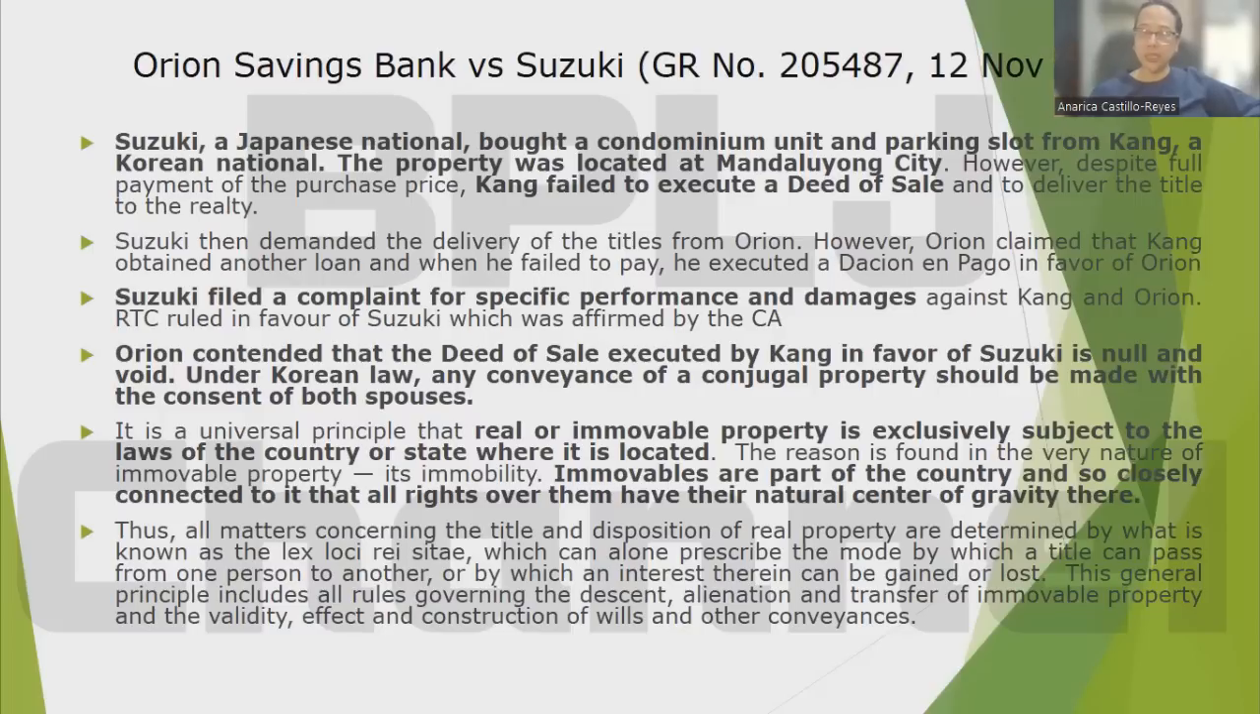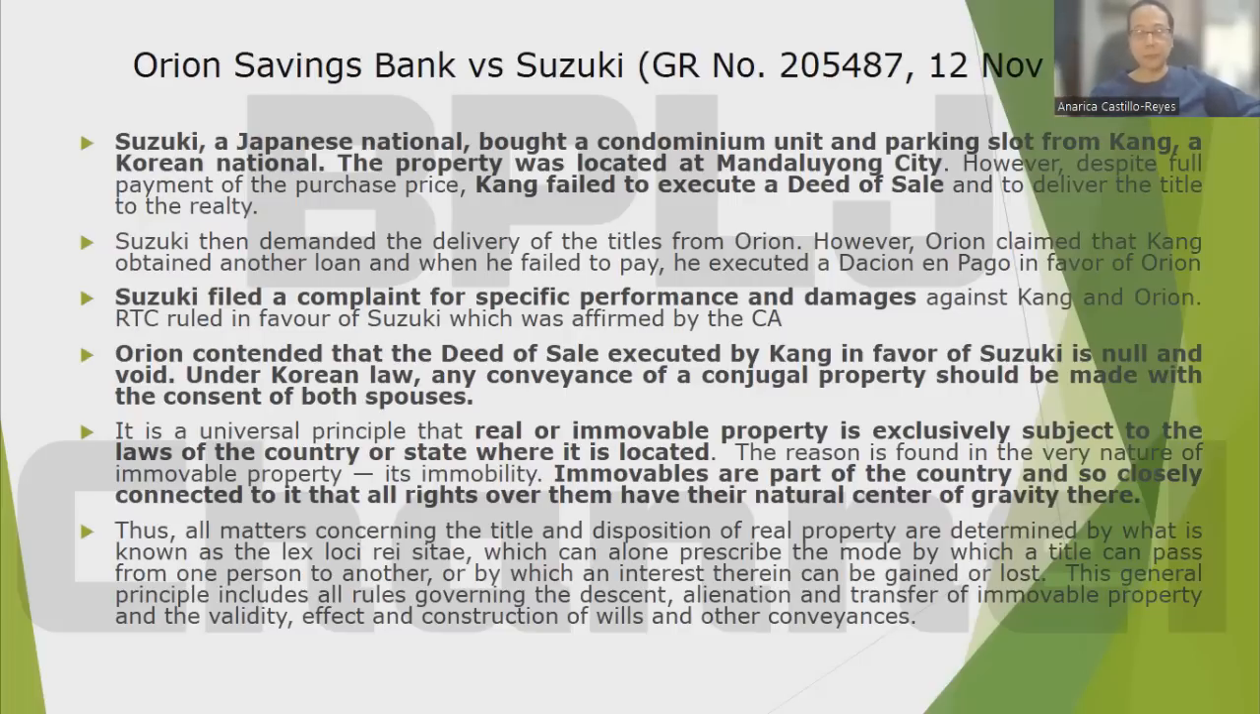However, Kang the Korean failed to execute a deed of sale. Now, of course, Suzuki filed a complaint to compel Kang to execute the deed of sale. However, Orion contended that the deed of sale executed by Kang is null and void because under Korean law, any conveyance of conjugal property should be made with the consent of both spouses.